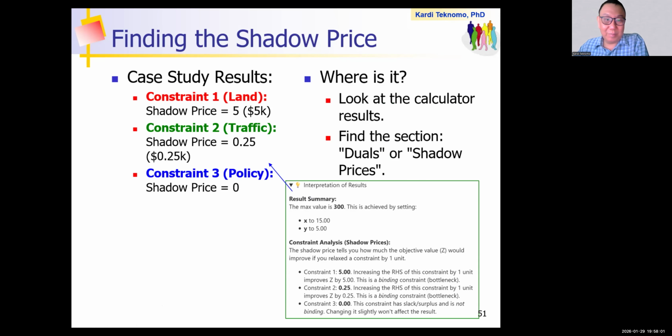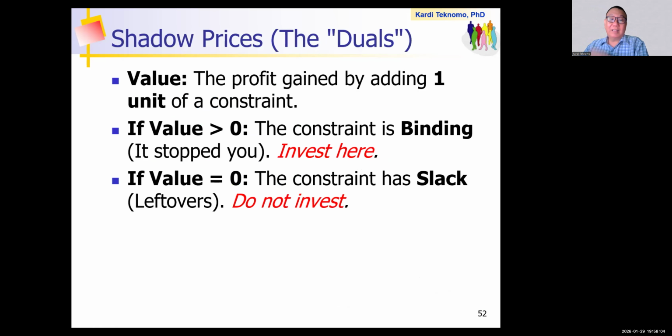What does that mean? That's the question, right? So let's interpret the meaning of the dual, the shadow price. The value of the shadow price means the profit gain after adding one more unit of the constraint. If the value is positive, the constraint is binding, then you invest here. If the value is 0, that means the constraint has slack, some leftover, so don't invest there. Let's check one by one.